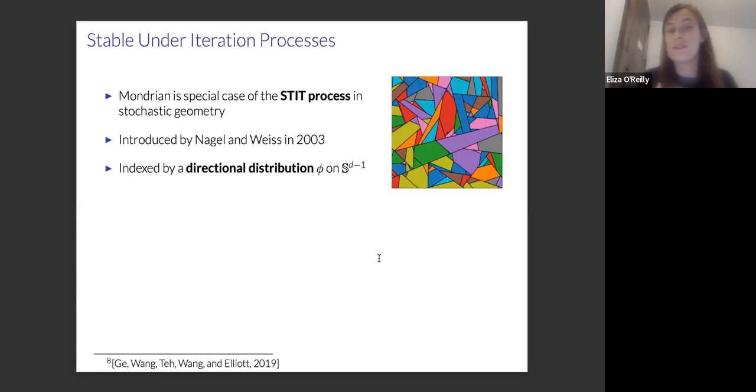So in particular, when this directional distribution is the uniform measure on the unit basis vectors, the discrete uniform measure on the unit basis vectors, you recover the Mondrian process construction. And this picture here is a sample of a STIT process where this directional distribution is the uniform distribution on the unit sphere. And you see you get much more complicated cell geometries.